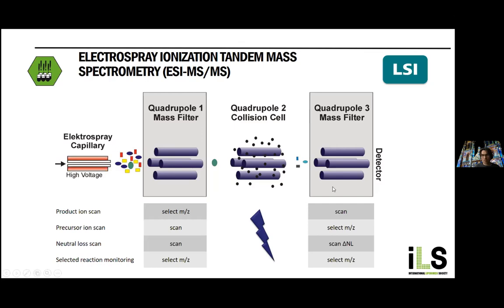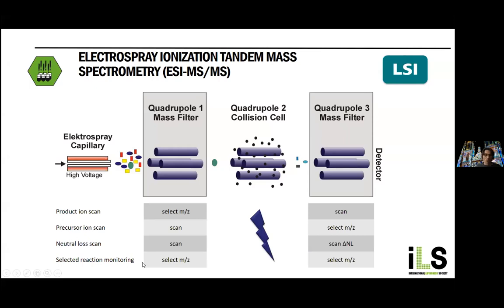They fragment, and you can scan in the third quadrupole, so you will get all the fragment ions. The other way around, for instance, if you expect a specific fragment ion, the third quadrupole is set on a specific M/Z, and you scan in the first quadrupole. Now this is called a precursor ion scan.